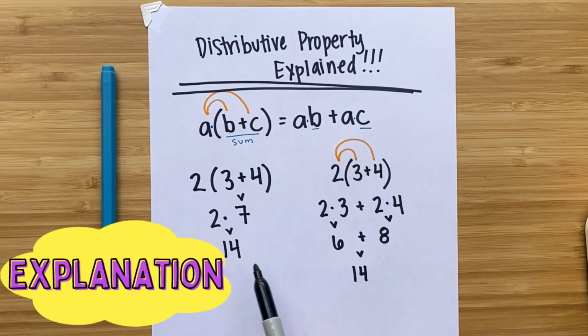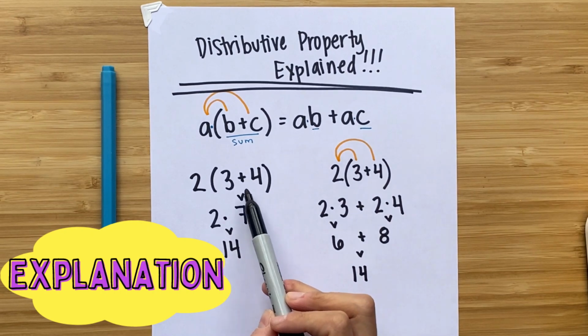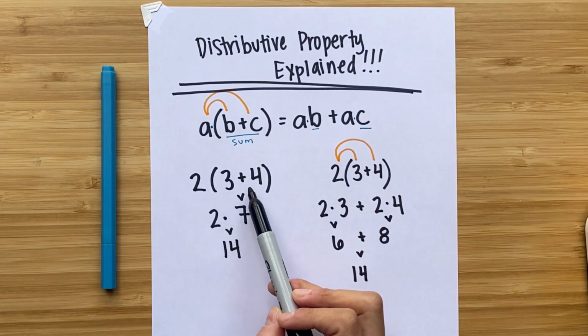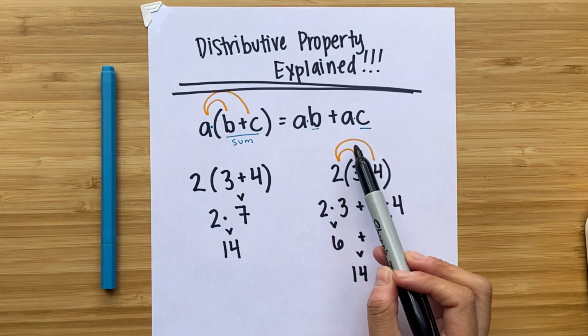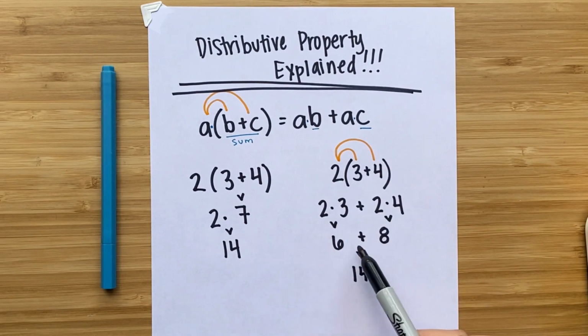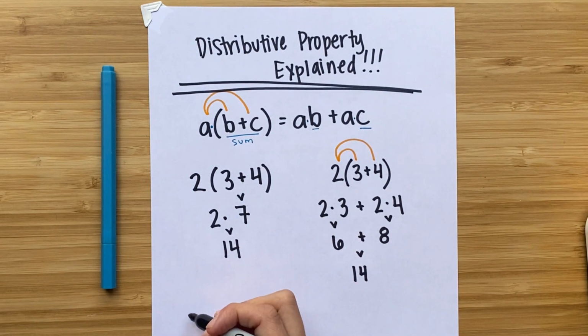So you see that we get the same number whether we added what was inside the group or parentheses together first, or if we used the distributive property and multiplied first and then added. So why is this helpful? This is really helpful if you have a variable.